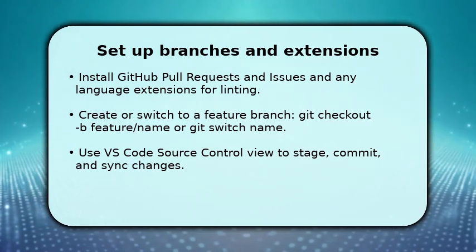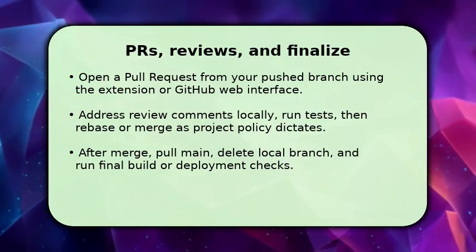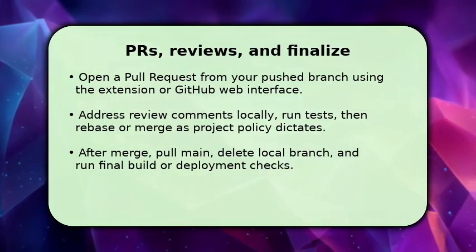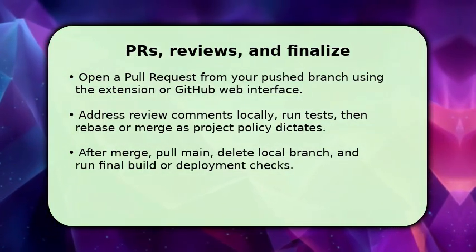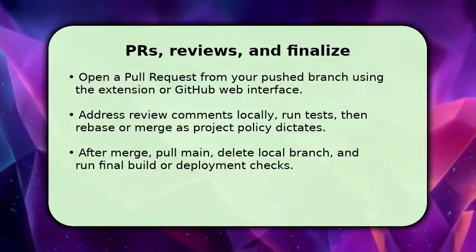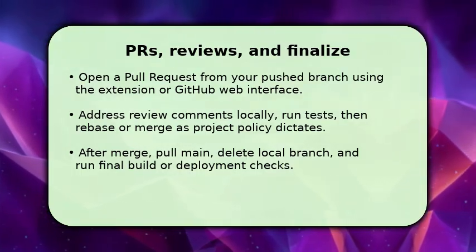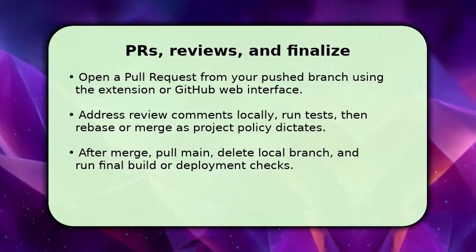You complete the cycle by opening a pull request so teammates can review your work. Use the extension to attach issues and run checks. When reviewers comment, make the changes locally, run tests, and update the branch, then push amendments. Once approved, merge according to the project's policy, rebase for a linear history or merge commit if preferred.